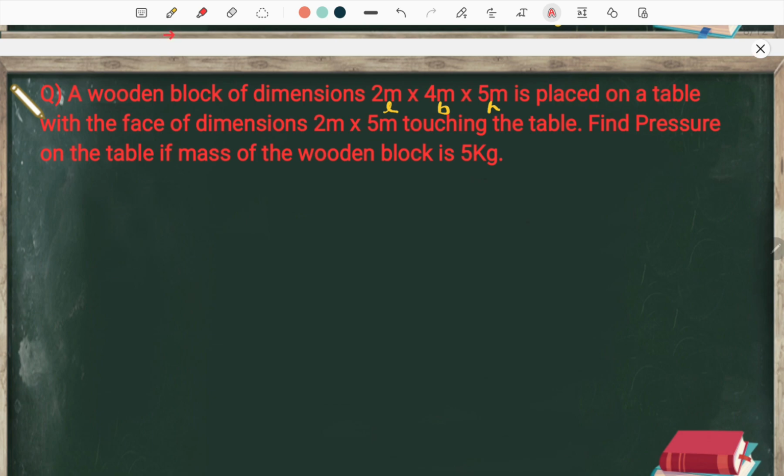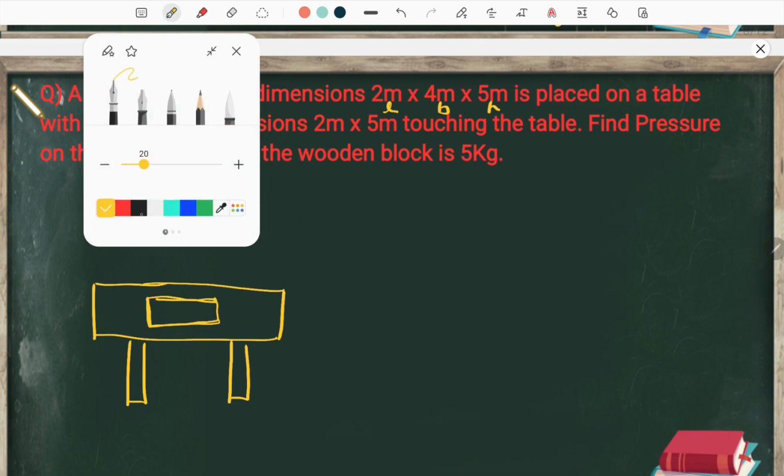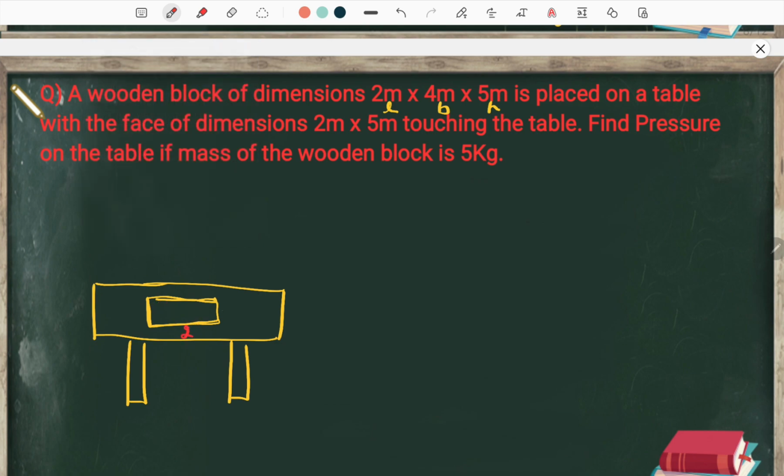Let us take this as a table. Here is the table, so let us draw one table like this. I am just showing it simply. On this they have placed one object which has dimensions 2 meter, 2, and 5. Alright, what is the mass of this?